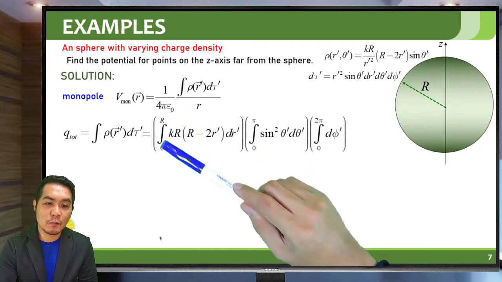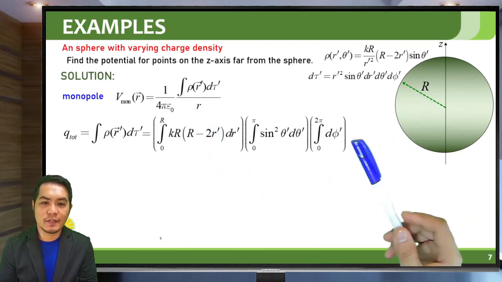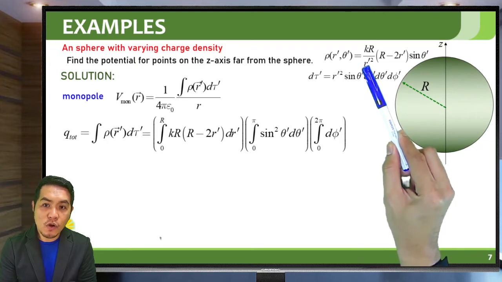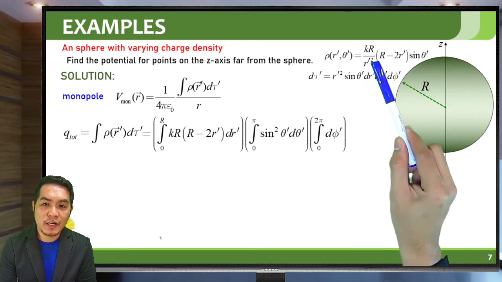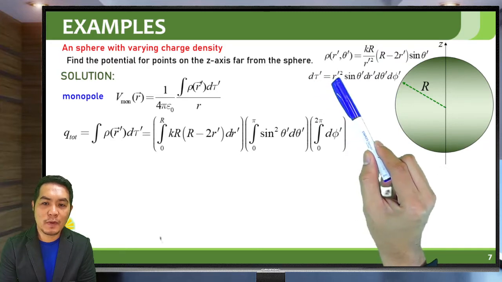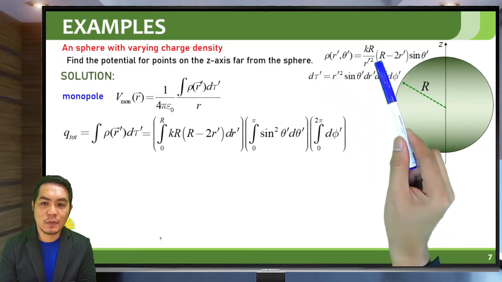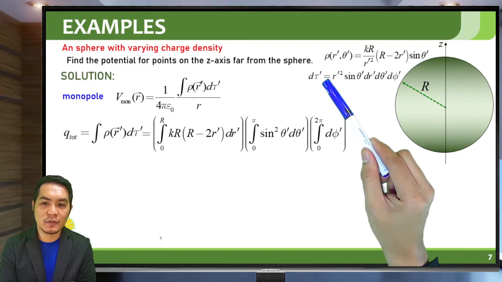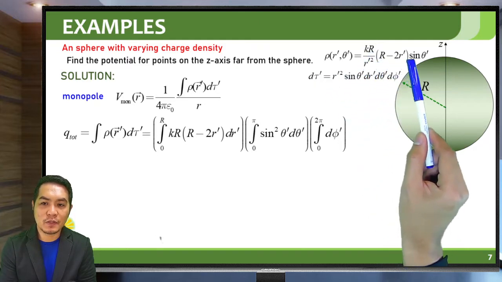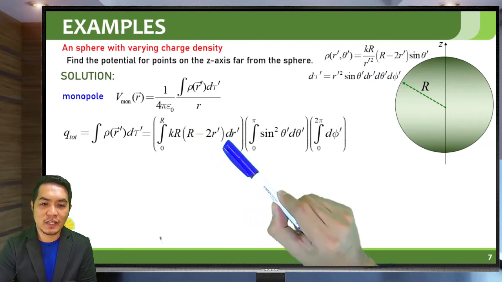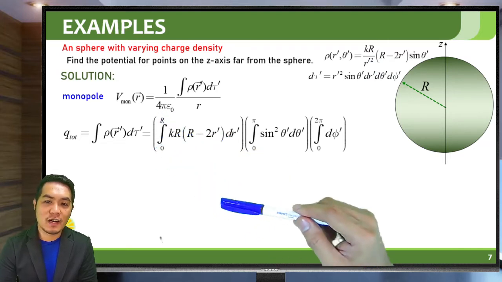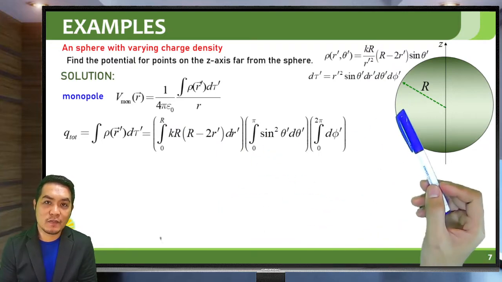This is an integral with respect to r, theta, and phi. For r, you will notice in the rho there's an r prime squared, and in the differential volume there's an r prime squared in the numerator. So these two will cancel each other out. For the r integral, you will just be left with kr minus 2r dr, and you evaluate that from 0 to capital R, from the center of the sphere to the surface of the sphere.